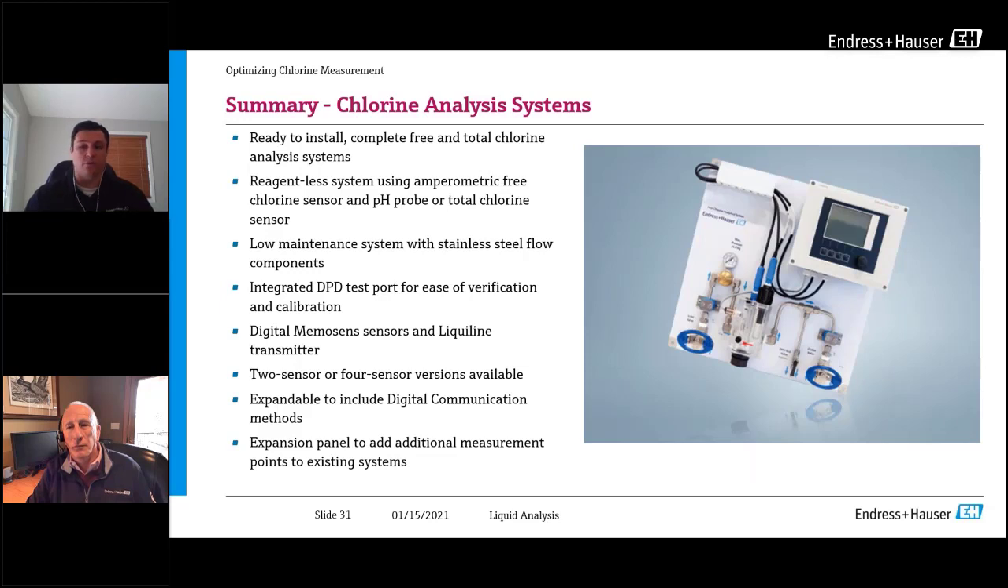We have 2-sensor and 4-sensor versions available for our panels, and we can expand them to include most digital communications methods. And we also have that expansion panel in case you just want to add additional chlorine measuring points without having to buy multiple transmitters for it.